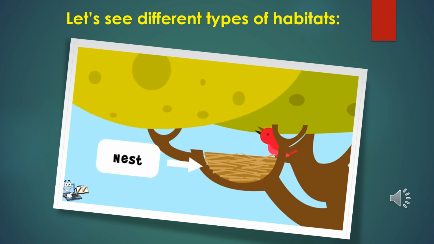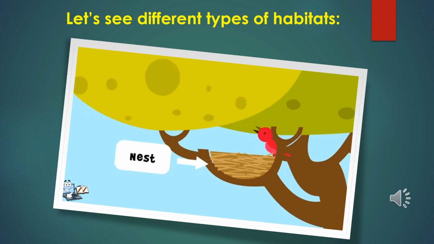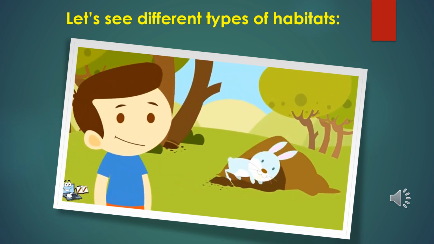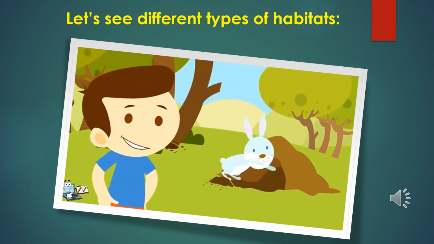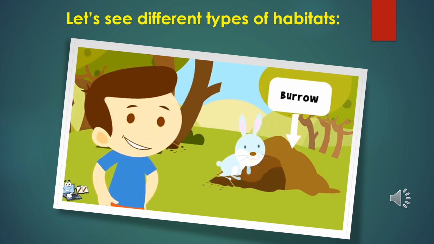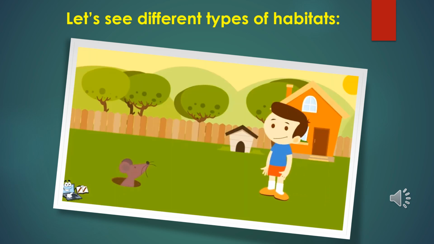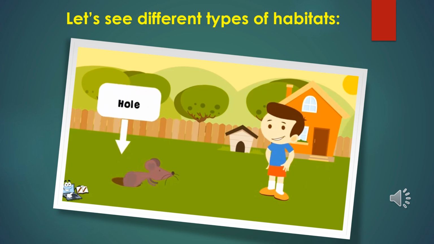Homes of birds. A bird's home is called a nest. Most of the birds make nests from grass, leaves, fur, lichen, and mud, or from paper, plastic, and yarn. The home of a rabbit. A rabbit's home is called a burrow. Rabbits dig burrows to live in. The home of a mouse. A mouse lives in a hole. Mice dig holes to live in.